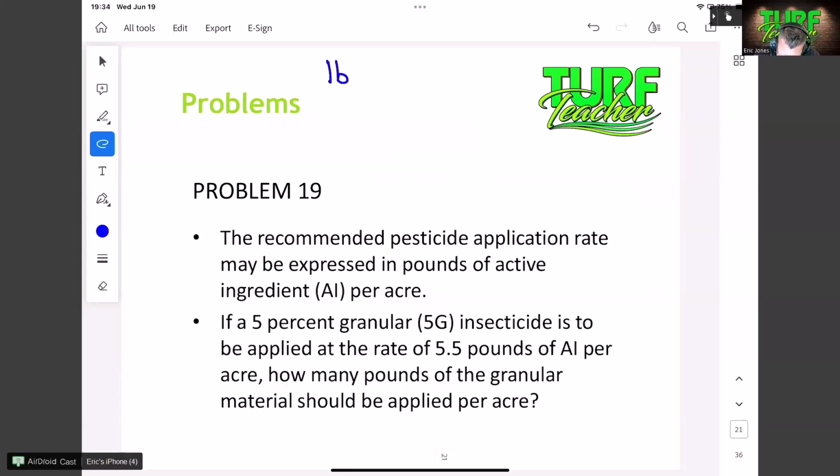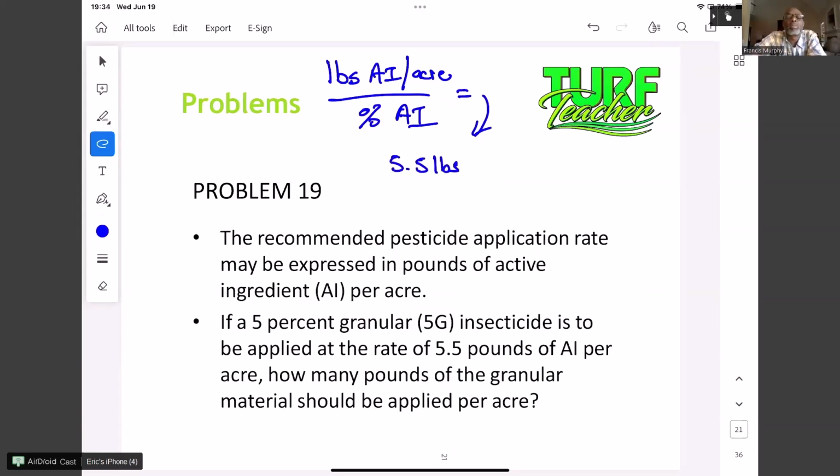We got pounds active ingredient per acre, percent AI. So here we have over 5.5 pounds over our 5%. We state that as 0.05. We have 110 pounds.